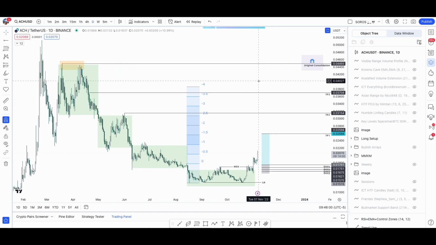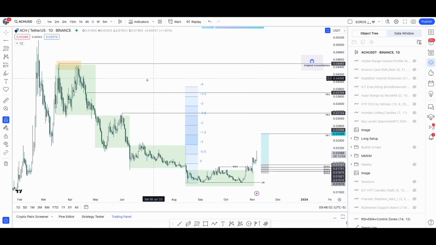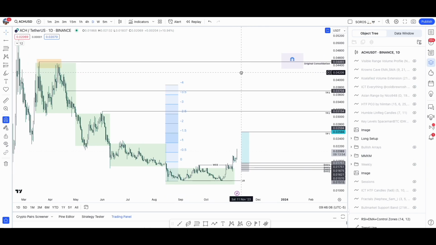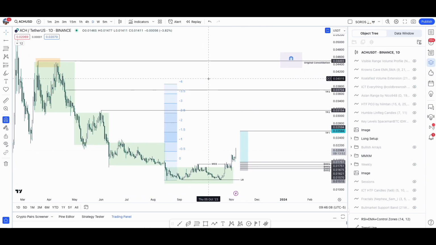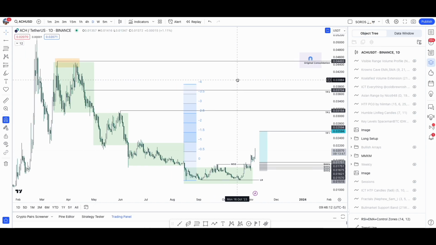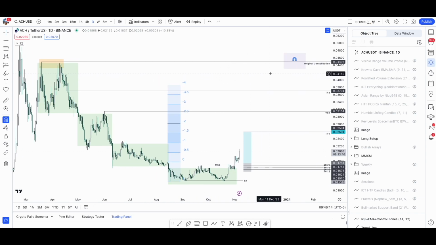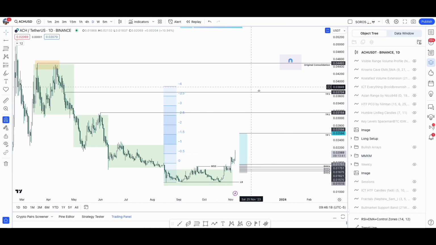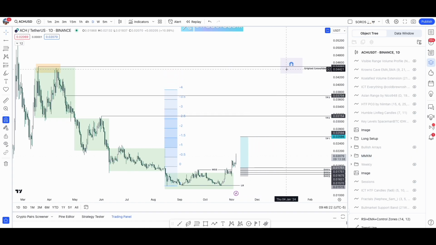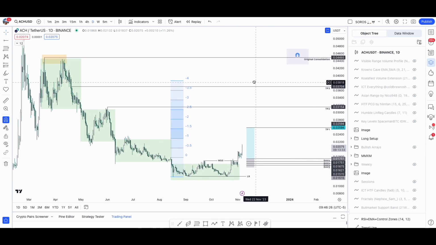Something I talk about on my bread and butter setup, retail resistance zone just below the real draw on liquidity. And the way that works is retail will short here around the 4 standard deviation, not knowing that the real draw is above and that this is just a scalp short, because the final move or the climax of this market maker buy model is going to be up here once they take that liquidity pool.